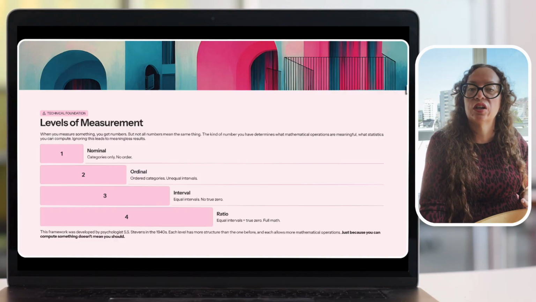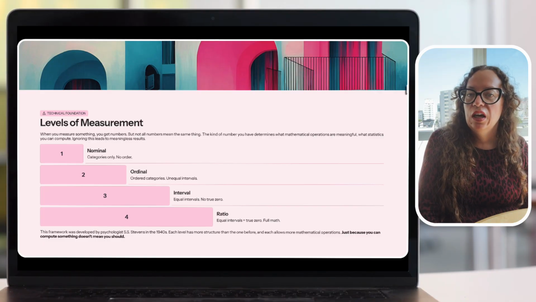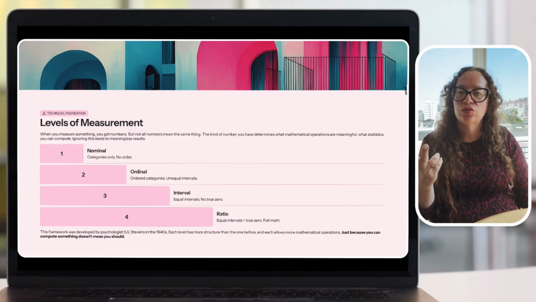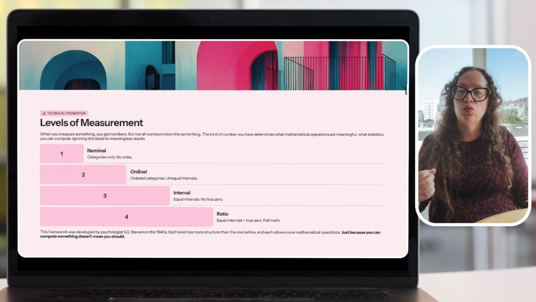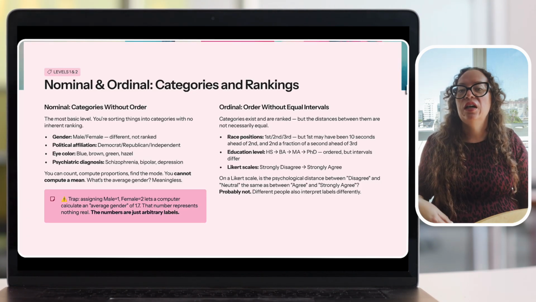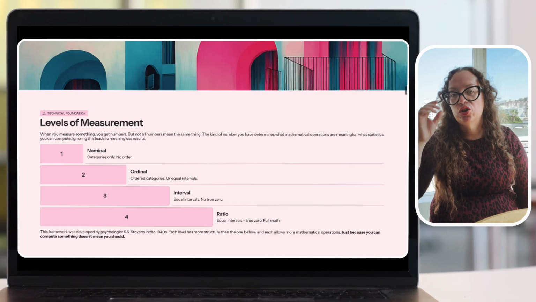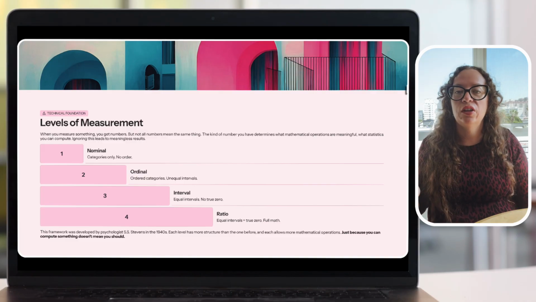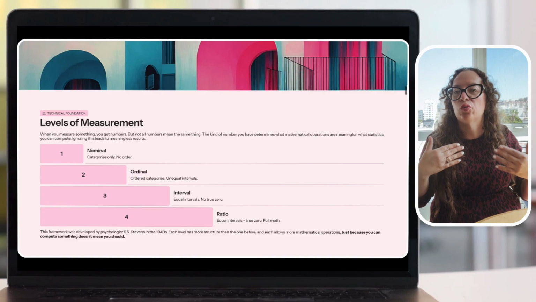So the framework I'm going to present comes from a psychologist, S.S. Stevens, who developed this classification in the 1940s. And it distinguishes 4 levels of measurement: nominal, ordinal, interval, and ratio. Each level has more structure than the one before, and each allows more mathematical operations. So level 1, the most basic level of measurement, is nominal. Nominal measurement is just categorization. You're putting things into categories, but the categories have no inherent order. Think about gender. Male and female are categories, but neither is more than the other. They're different, but not ranked.